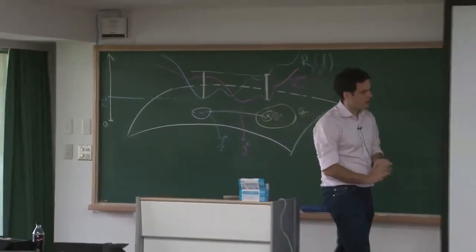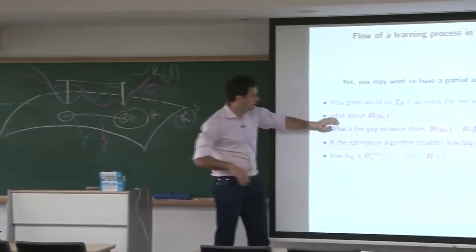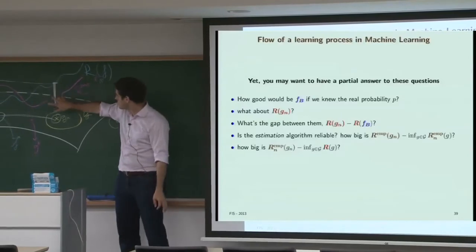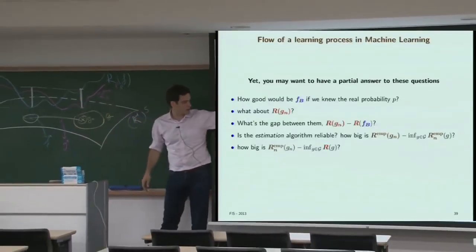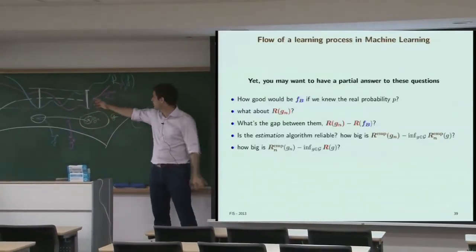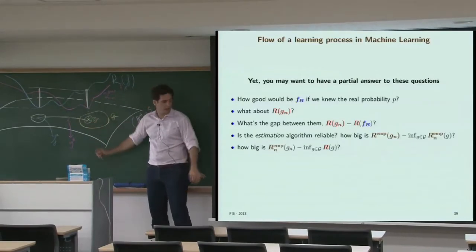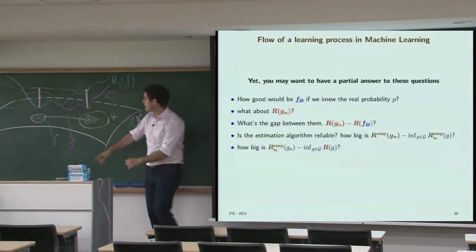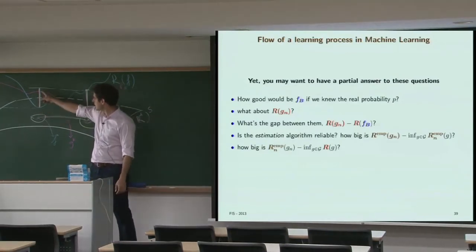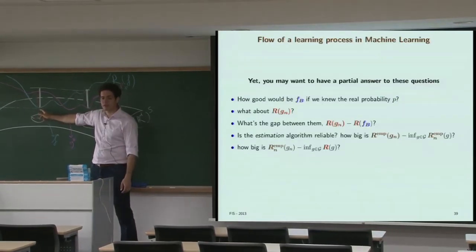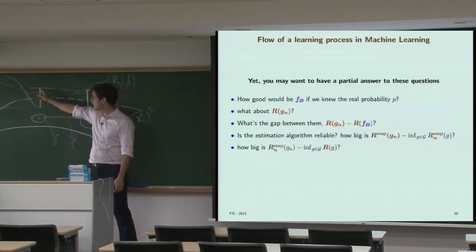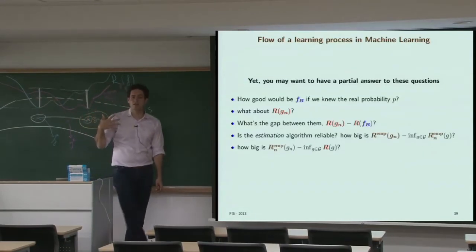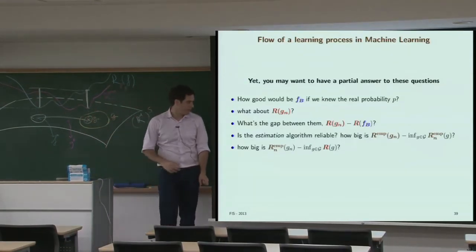So if you want, here, this is this question. What about the real risk of Gn? And this question here is basically this distance. What is the difference between the real risk of the base risk, the best possible risk, and the risk of my answer, my Gn? Okay?